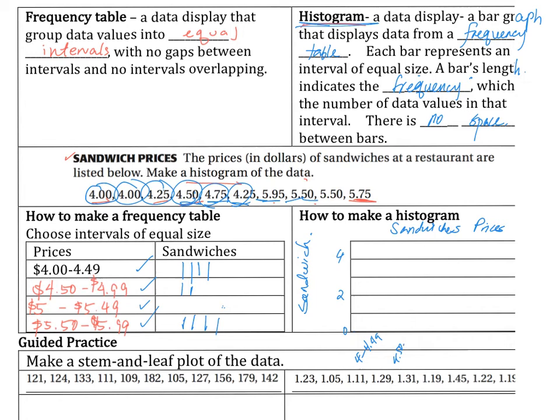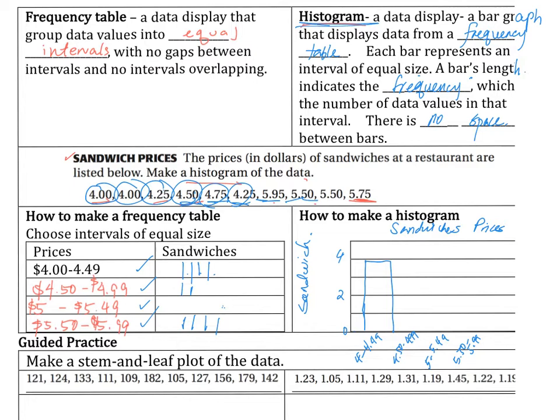$4.50 to $4.99, $5 to $5.49, and then $5.50 to $5.99. Okay, we'll try to make these bars as equal size as possible. Don't have to be so perfect. Well, the first one you have 4, so my apology, I should erase this and bring the bar higher.